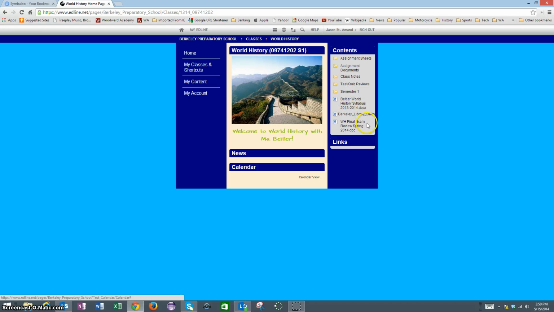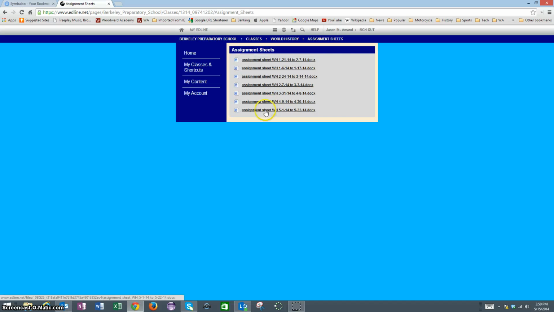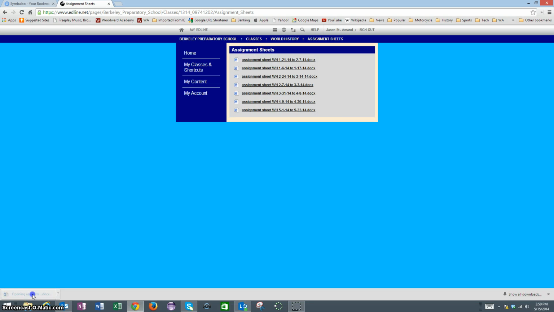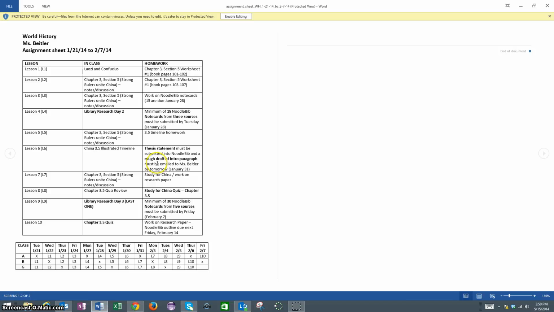Now, one thing that every teacher is going to use is the assignment sheets. These are your lesson plans, if you will, for the week. So if we looked at one of these particular sheets here, you could see that the homework that they're going to be covering per day is on here, so that you know each and every day of every week what is due.